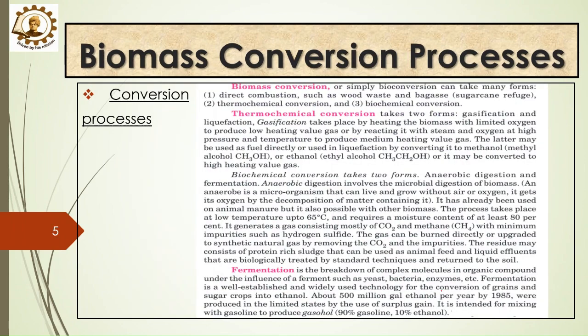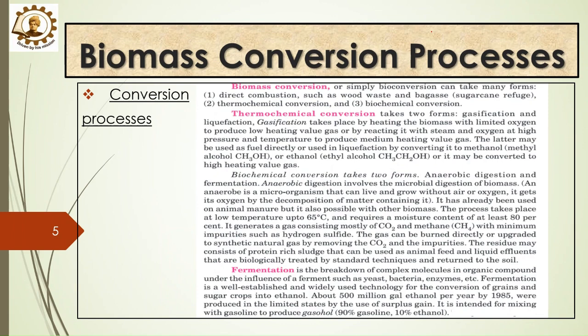So if we want to know in details, then we have to write these processes and tell about them in detail. So biomass conversion or simply bioconversion can take many forms like direct combustion, like thermochemical conversion, like biochemical conversion. So thermochemical conversion has two forms, gasification and liquefaction. Gasification takes place by heating the biomass with limited oxygen to produce a low heating value gas, or by reacting it with steam and oxygen at high pressure and temperature to produce medium heating value gas.